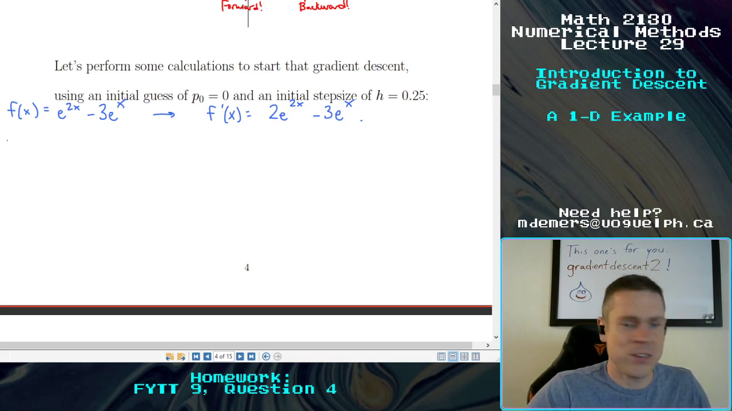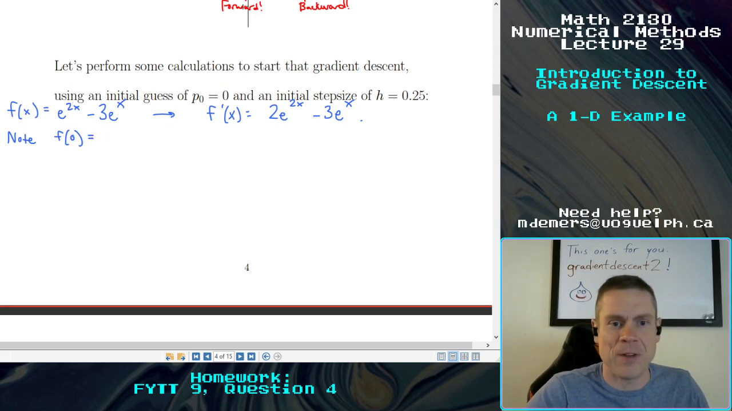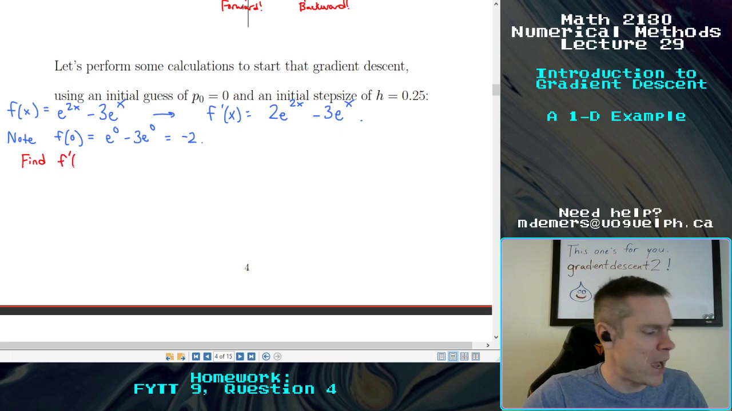So first thing we're going to do, I'm going to note how big the function is at the initial point, 0. So f of 0 is equal to, if I plug this in, e to the 0 minus 3e to the 0. That's going to be 1 minus 3, which is minus 2. Okay, and we're going to use that scheme. So let's find f prime at 0.